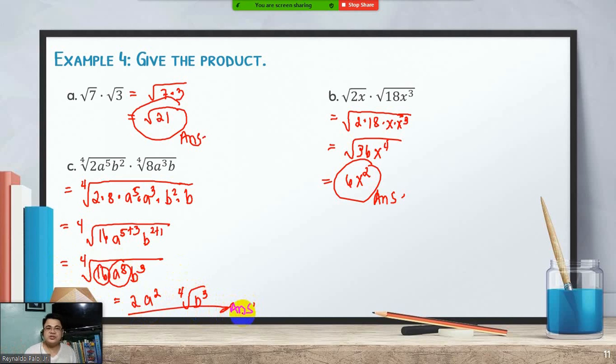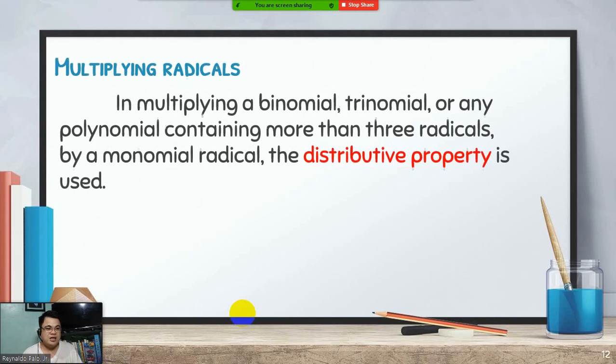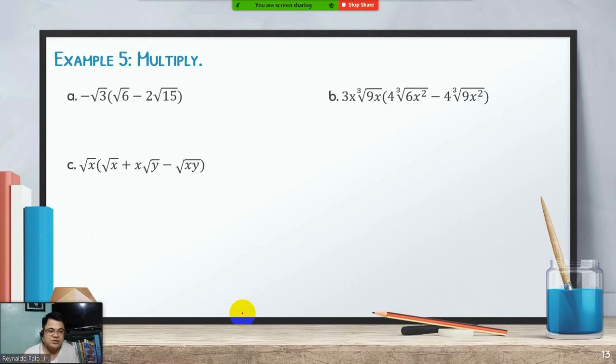So we also need to apply the law or multiplication law of exponents other than the product rule. Next, multiplying radicals again. In multiplying a binomial, trinomial, or any polynomial containing more than 3 radicals by a monomial radical, the distributive property of multiplication is used. How is that? In the previous examples, we're multiplying monomial to monomial. This time, we're going to multiply a monomial to binomial, trinomial, or any polynomial. So let's start with A.